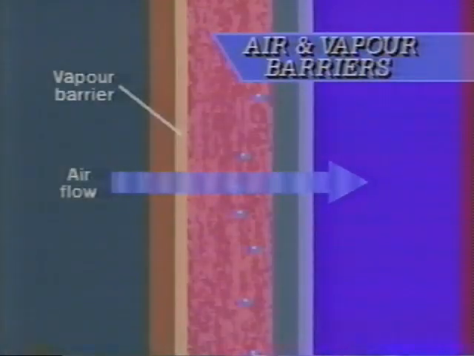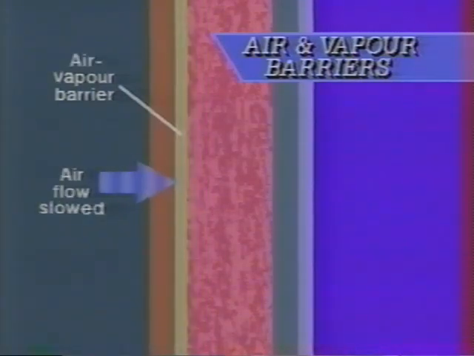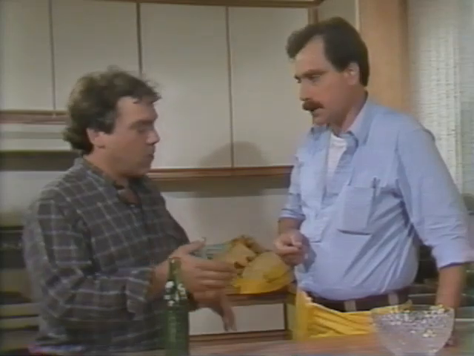Exactly. You can install a barrier which is for the control of diffusion, or you can install a barrier which is for the control of air leakage, or you can install a barrier which is a combination of the two, as in the case of the poly that we've been seeing in a lot of these houses. Now, whether you're using two separate barriers or the combination air-vapor barrier, you still have to control air leakage, right? That's correct.